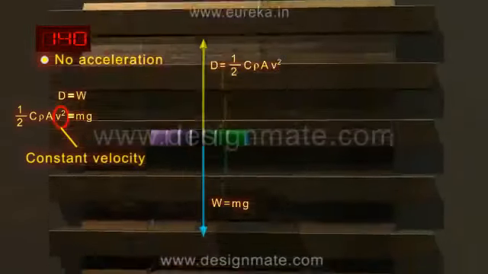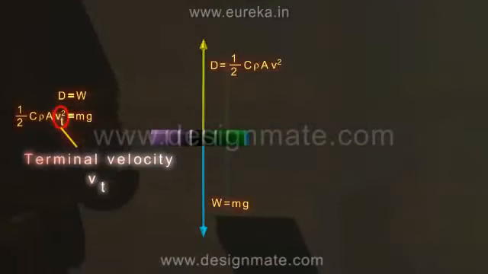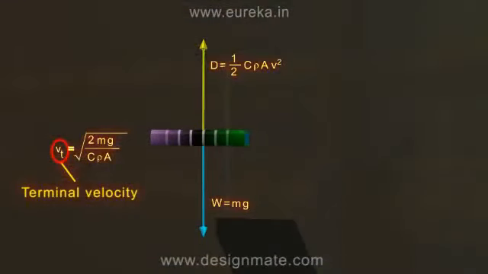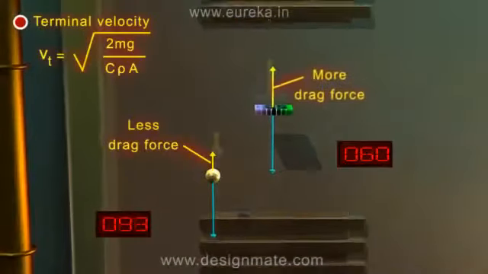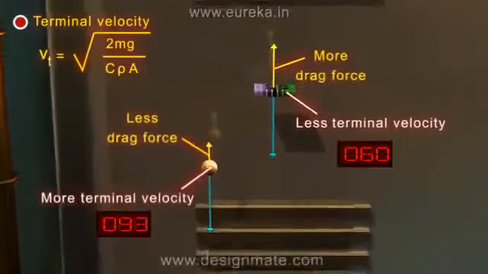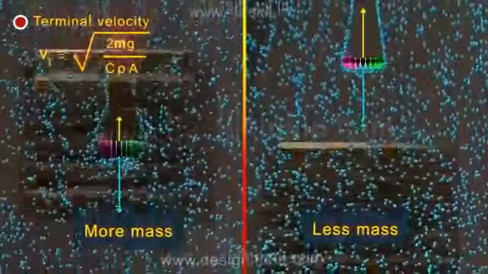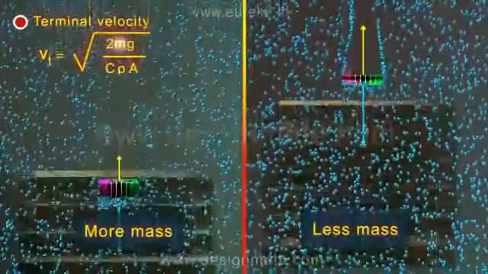This constant velocity attained by the object under free fall condition is called the terminal velocity, Vt, of the object. Its mathematical expression is Vt is equal to square root of 2mg by C rho A, where C is the drag coefficient. The more the drag force acting on an object, the less will be its terminal velocity. Terminal velocity of an object on Earth also varies directly with its mass. Massive bodies have greater terminal velocities, and hence fall faster than lighter bodies.